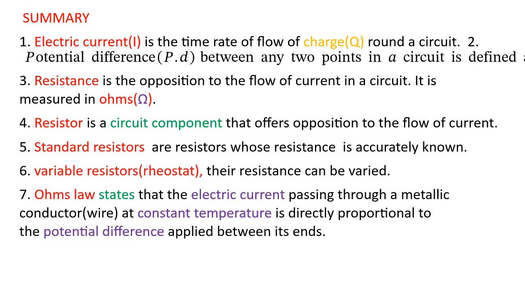We have 2 types of resistors. We have the standard resistors and the variable resistors. The standard resistors are resistors whose resistance is accurately known, it is fixed. While the variable resistors, their resistance can be varied. It is not fixed. They are also called rheostats.